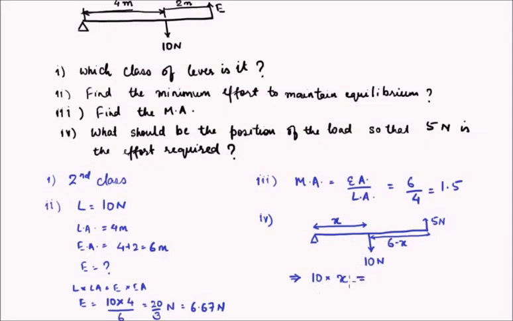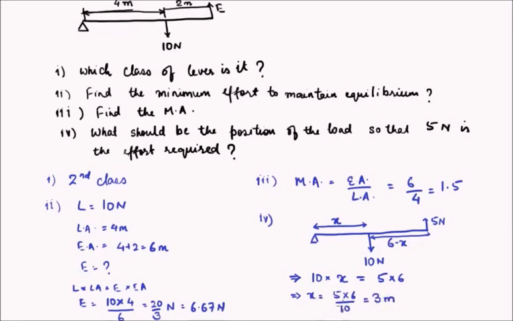10 times x is effort into effort arm. Effort is 5 Newton and effort arm is the distance between the fulcrum and the effort. So it is going to be the whole length of the rod, and that is 6 meters. This will give us x is equal to 5 times 6 upon 10, which is 3 meter.